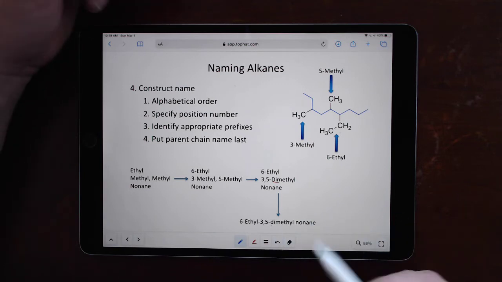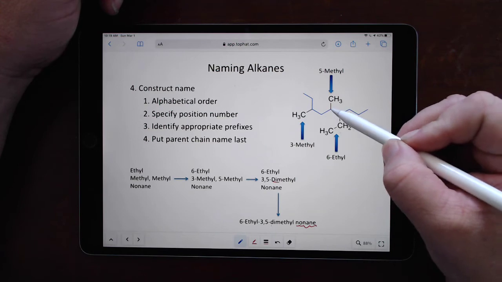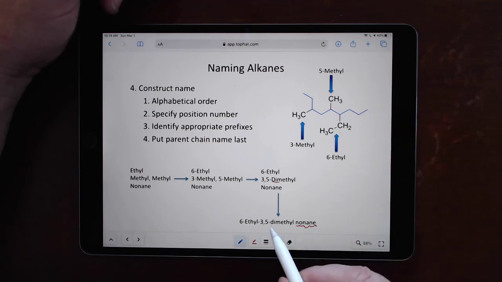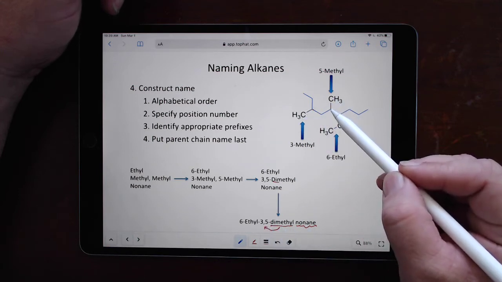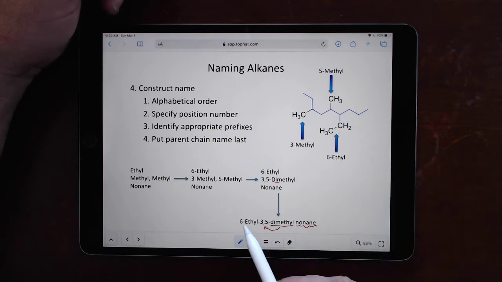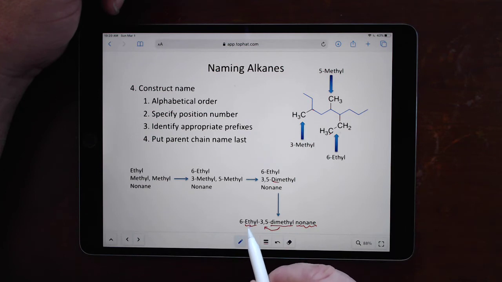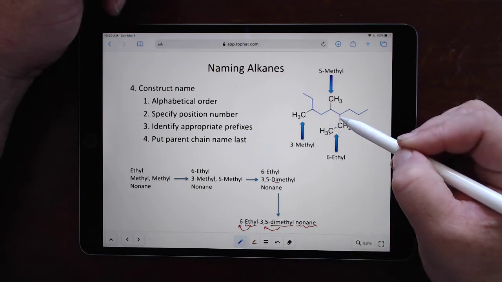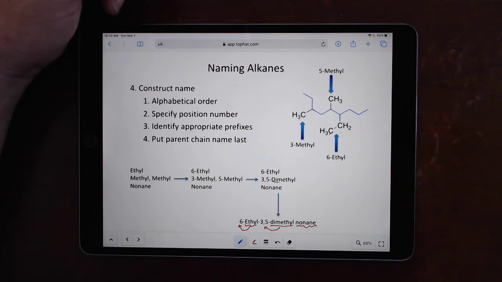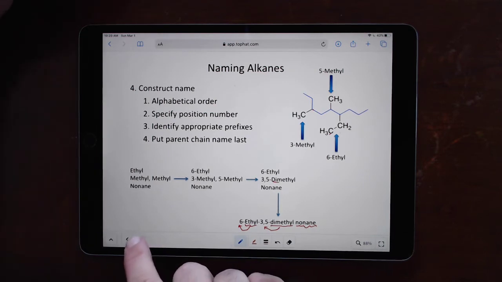What we're saying is we have a main chain that's 9 long, 1, 2, 3, 4, 5, 6, 7, 8, 9. We have 2 methyl groups. Where are they? One of them is hanging off of carbon 3. One of them is hanging off of carbon 5. We also have a 2-carbon ethyl group. That's hanging off of carbon 6. And there we go. There's our name.